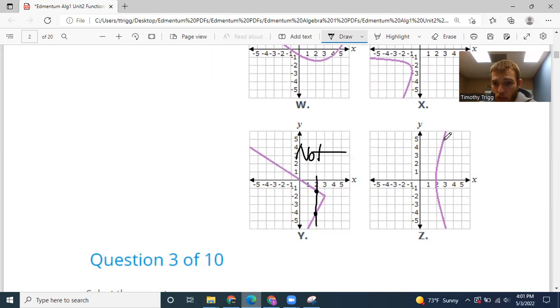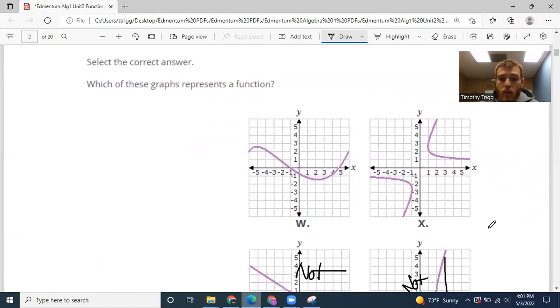Similarly, this one's not a function because it fails the vertical line test. So this one's a no as well. This one passes the vertical line test. No matter where you draw a vertical line, it only touches our function once. So yes, this one's our function. This one's a no as well, because with the vertical line test, look, it's touching more than once.